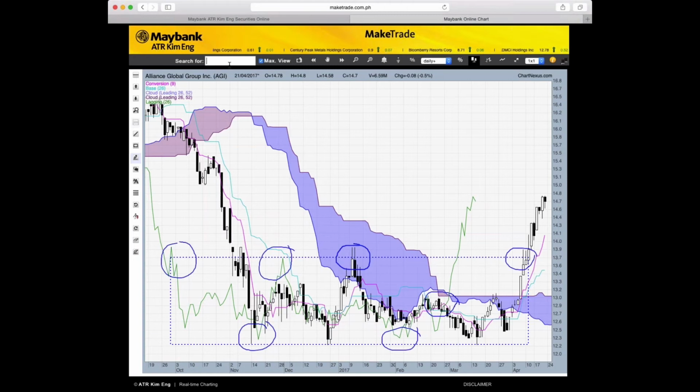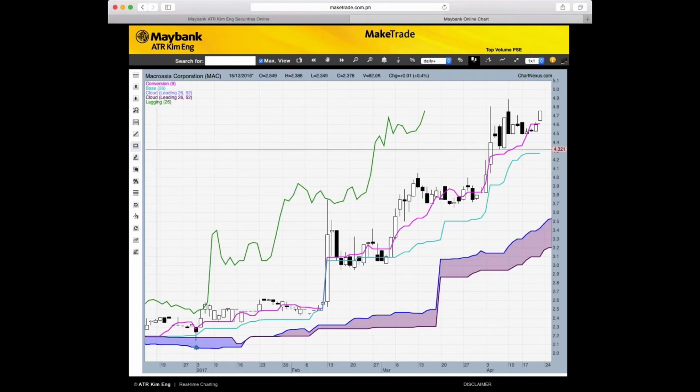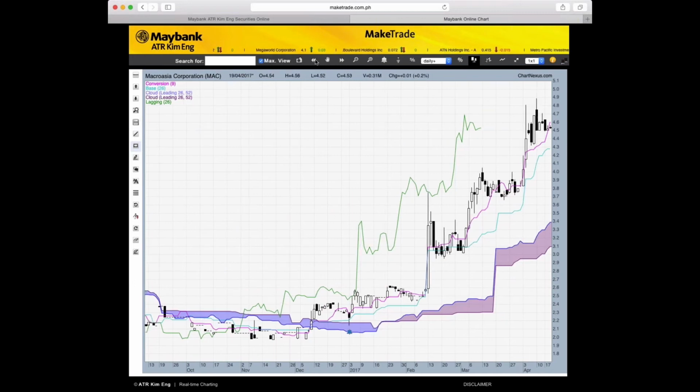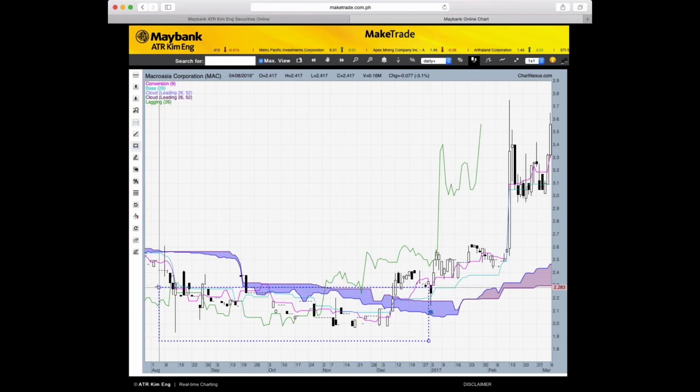Here's another example. MAC. This is the chart of MAC. At this point, prices had been trading within a range. The Chikou Span was also trading inside the prices. This shows a sideways movement. But in this area, the Chikou Span was able to break above prices, and this started the uptrend for MAC.